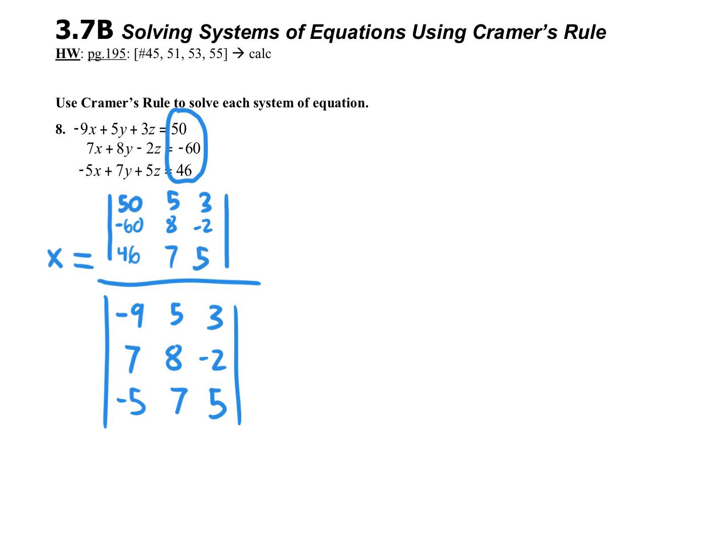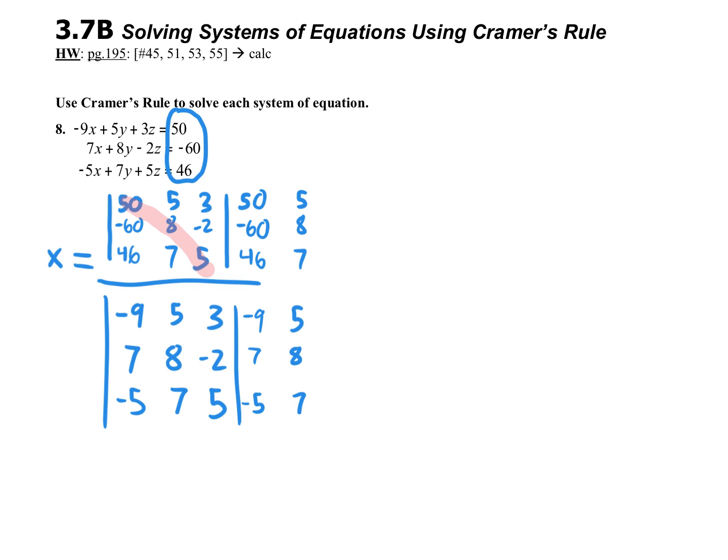All right, so to find these determinants, the method that we tried on the last lesson was we rewrite the first two columns. And now we find 6 different products. We're going to add the first 3 products and subtract the following 3. All right, so the first thing I want to do is multiply these 3 numbers together.